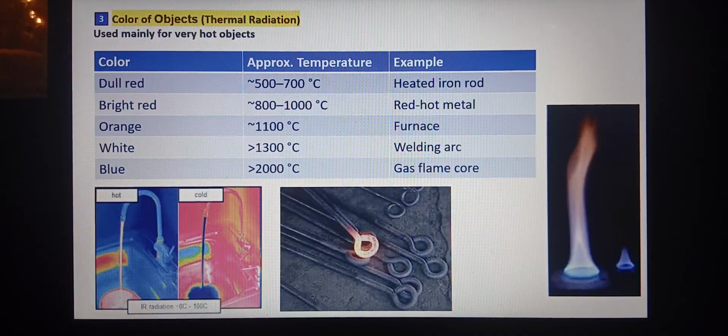So based on what we see in there, a dull red color, like the heated iron rod, could be between 500 and 700. If it's bright red, it would be between 800 and 1000. If it's orange, it would be about 1100 degrees, and if it's white, it could be 1300 degrees C, like the arc of a welder. And if you see blue, like a gas flame, you're looking at about 2000 degrees C.